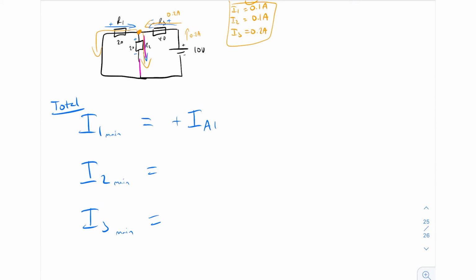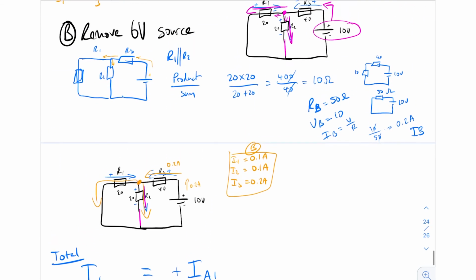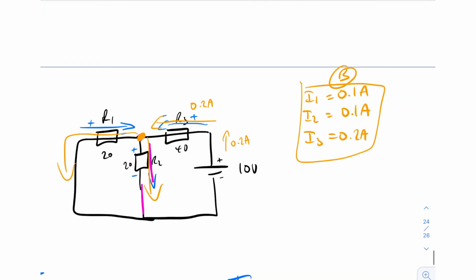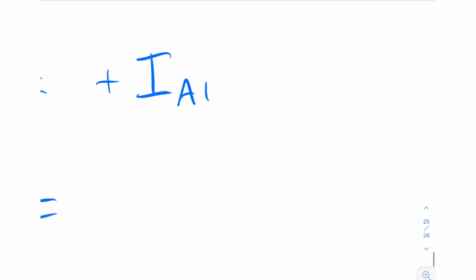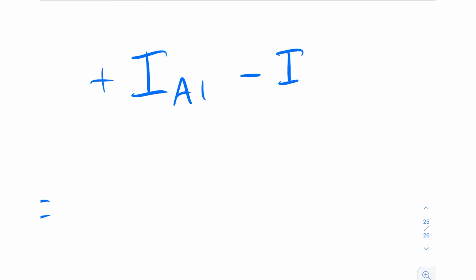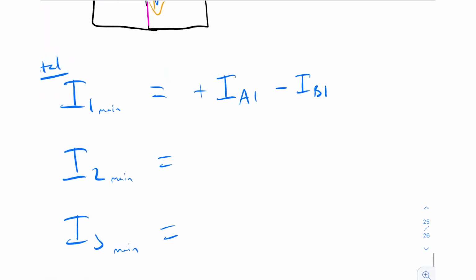then now we're going to look at B, and we're going to ask, is our B current, this orange one, going in the same direction or the opposite direction of the original direction that we set originally? And as you can see, the blue arrow is going the opposite direction. So we're actually going to minus IB1. Cool. I hope that makes sense.